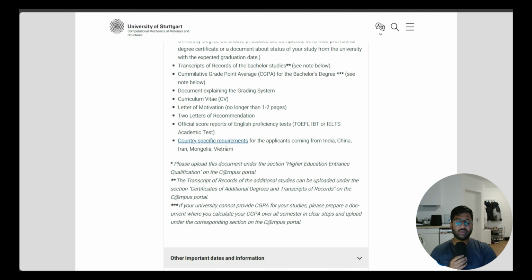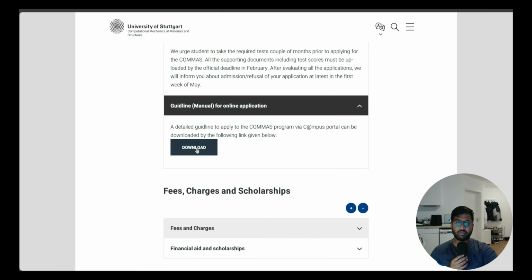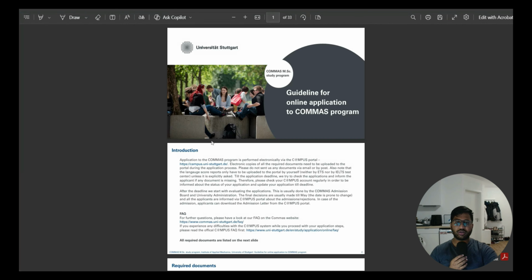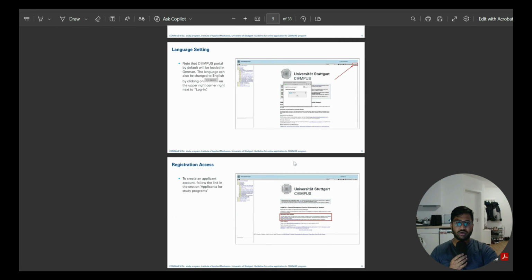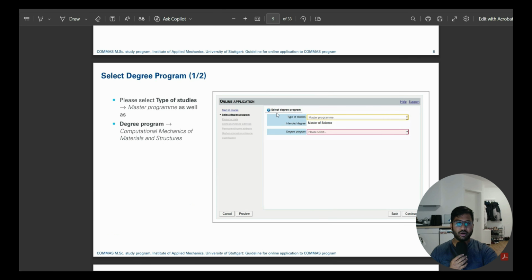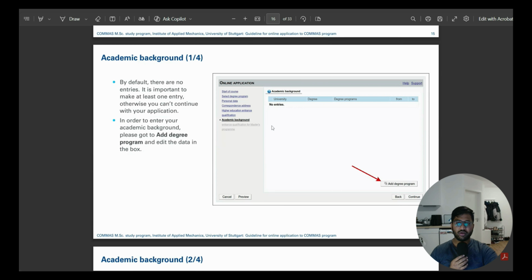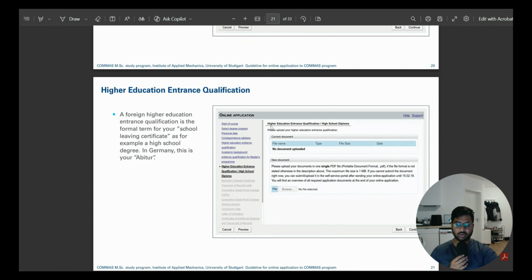But here there is one more thing, which is the module handbook. Usually if you apply with it, then it is very good. In order to prove that the subjects you have studied in your bachelor exactly match their bachelor degree, you can also give the module handbook. Then other important dates and information are here, and the guidelines manual on how to apply for this particular course is here. This is a step-by-step procedure on how to apply. Here you can see the complete campus portal, and they have already explained how to apply step by step and what things you need to fulfill in each section and how to fill it for a successful application.